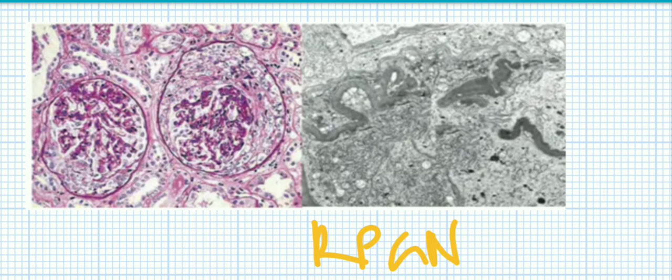What you can see in the first picture are certain crescents. Crescents are the characteristic microscopic finding of RPGN. I hope the statement is clear: crescents are the characteristic microscopic finding of RPGN.